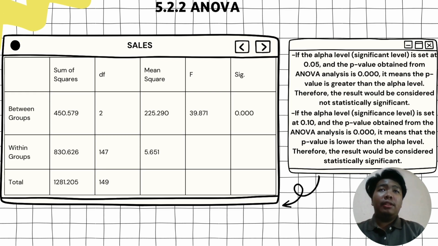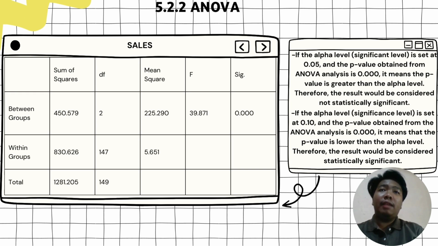So 5.2.2 is the ANOVA table. If the alpha level, the significance level, is set at 0.05 and the p-value obtained from the ANOVA analysis is 0.000, it means the p-value is greater than the alpha level. Therefore, the result will be considered not statistically significant in this case. We would fail to reject the null hypothesis, which suggests that there is no statistically significant difference in means of the various levels of the cell variable.